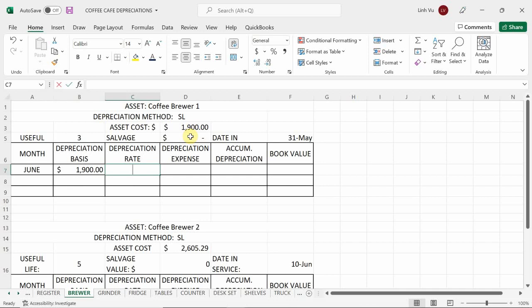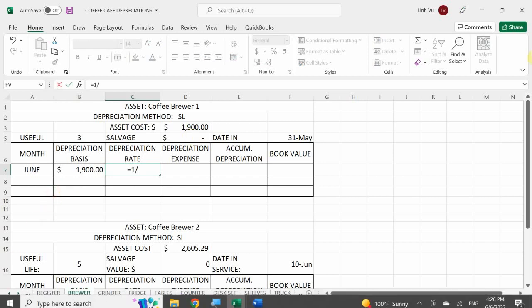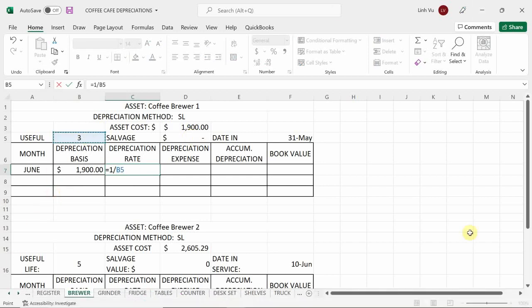So in this case, the depreciation rate is going to be 1 over its estimated useful life of 3, which gives you 0.33, or 1/3. That's your rate, right? 1/3. So now I need to solve for my depreciation expense. The formula is your depreciation basis times your rate.